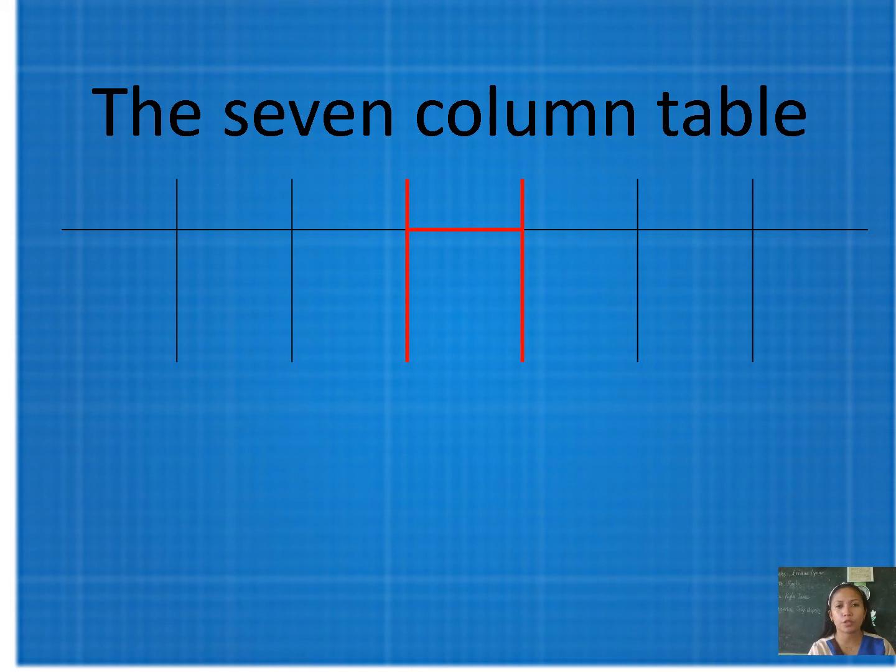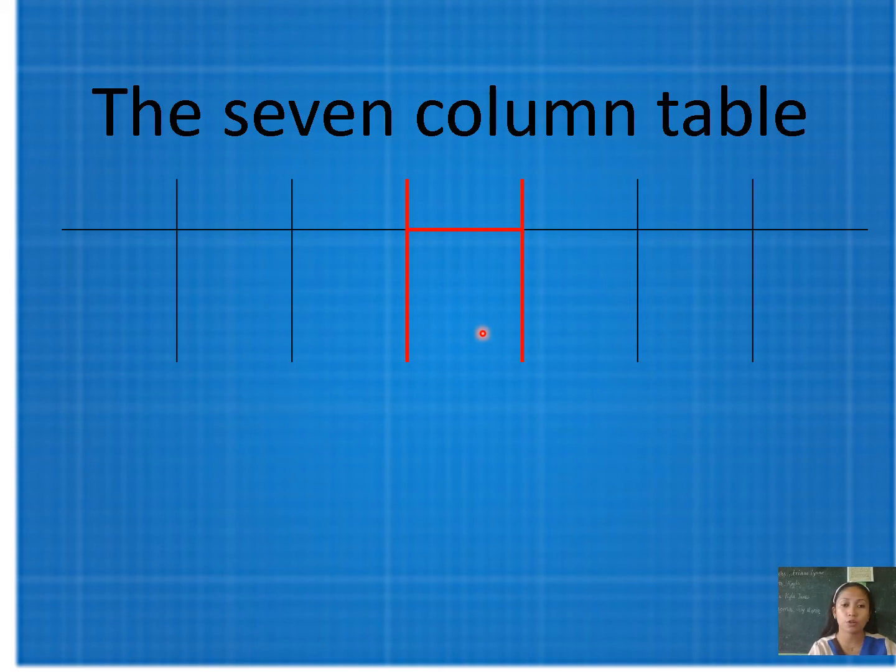So we can convert units in metric system using the 7-column table. Let's now first familiarize the 7-column table. So we have here the first column, the second column, the third column, fourth, fifth, sixth, and seventh. So this column here with red borders will hold the basic unit.